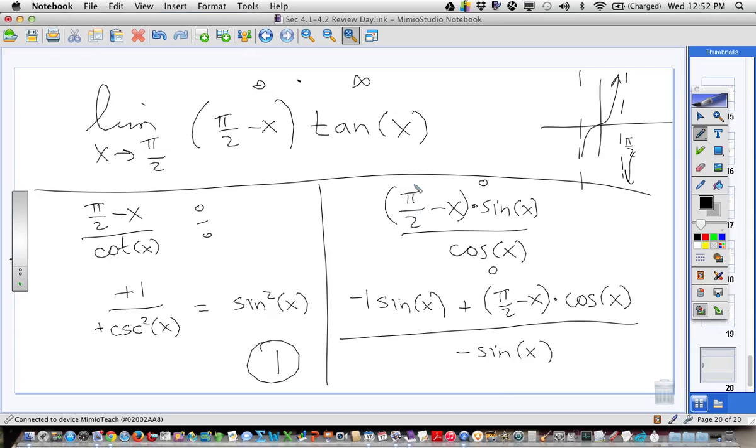Okay? But anyway, what we do need to do here is when we do the derivative top, we got to do the product rule. All right, now we put our pi halves in. Sine of pi halves is 1, so this would be negative 1.